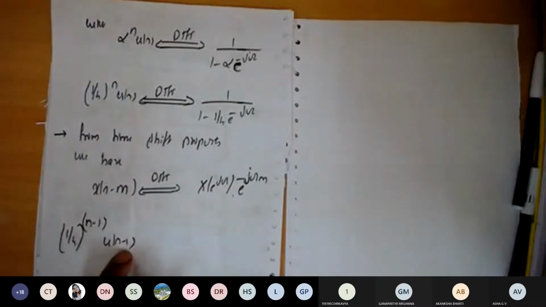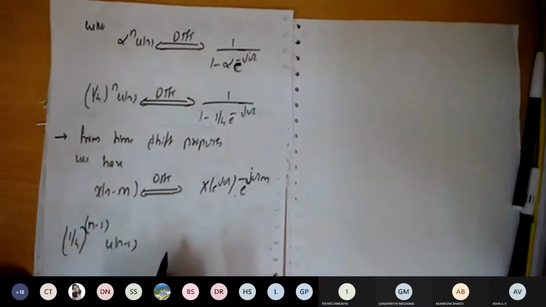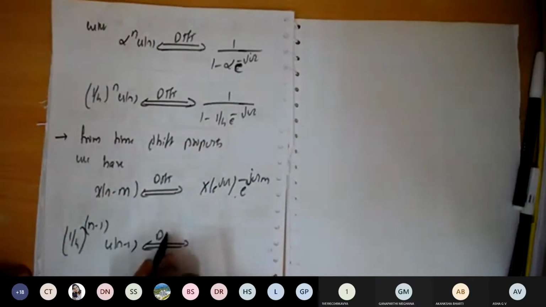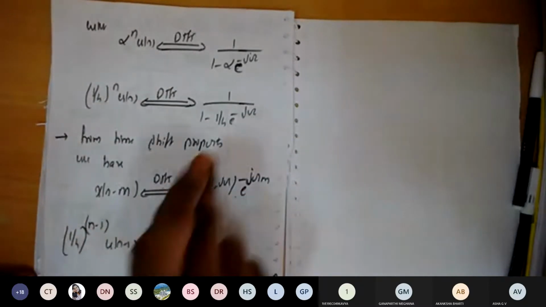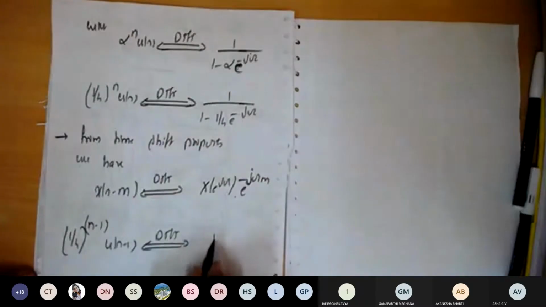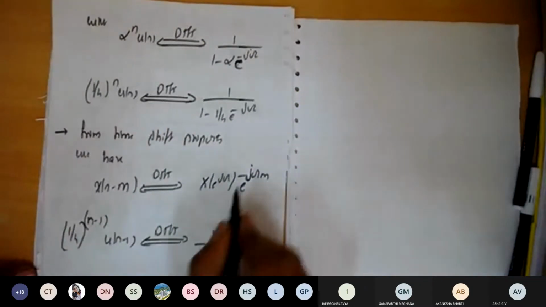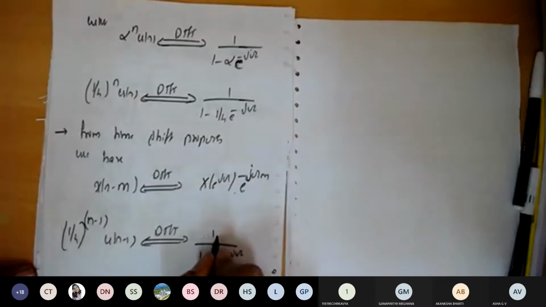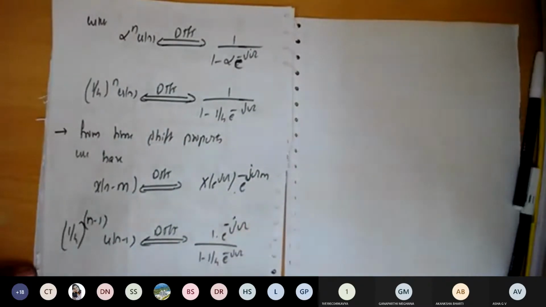Apply this property and get the solution. As per this, the DTFT of (1/4)^n u[n] is 1 divided by 1 minus 1/4 e^(-jω), and we need to multiply with the shift. The shift is 1, so m is nothing but 1, and it will become e^(-jω). We get e^(-jω).